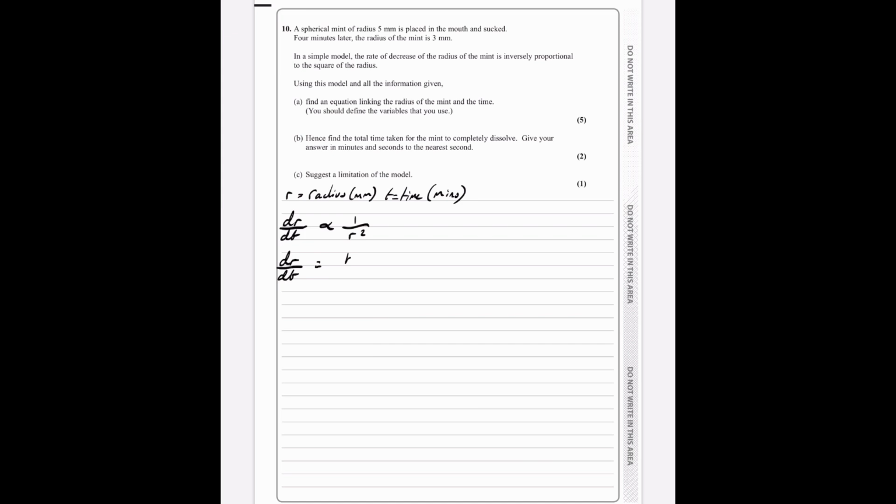Turning that into an equation, dr by dt equals k over r squared. We have a differential equation we're going to solve here, so I'm going to separate the variables, multiply both sides by r squared. I'm going to upset the purists by splitting dr by dt, multiplying both sides by dt, treating it like a fraction. Of course it isn't. And integrating both sides, r squared integrates to r cubed over 3, and k integrates to kt plus a constant.